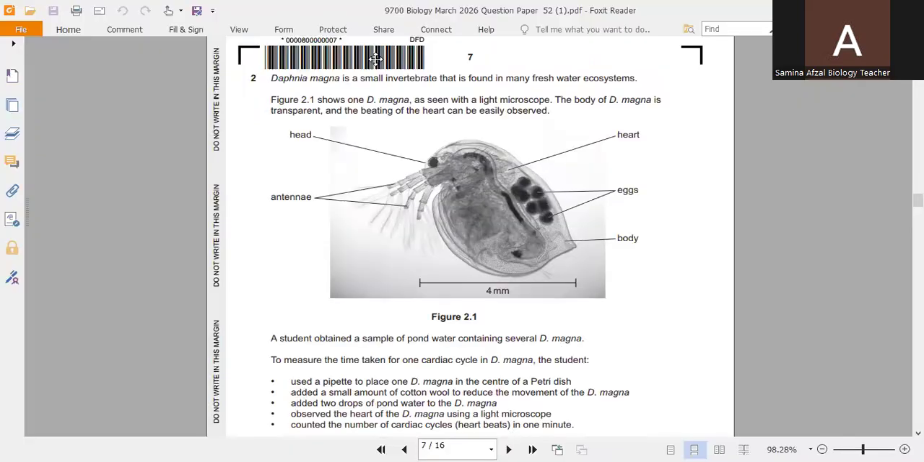Daphnia magna is a small invertebrate that is found in many freshwater ecosystems. Figure 2.1 shows D. magna as seen with the light microscope. The body of D. magna is transparent and the beating of the heart can be easily observed. You can see Figure 2.1. So a student obtained a sample of pond water containing several D. magna.